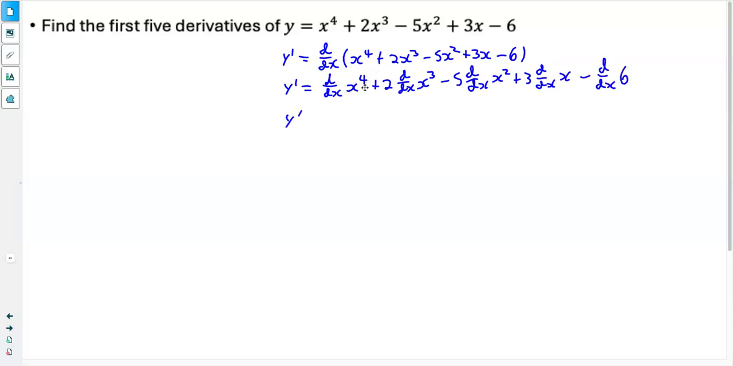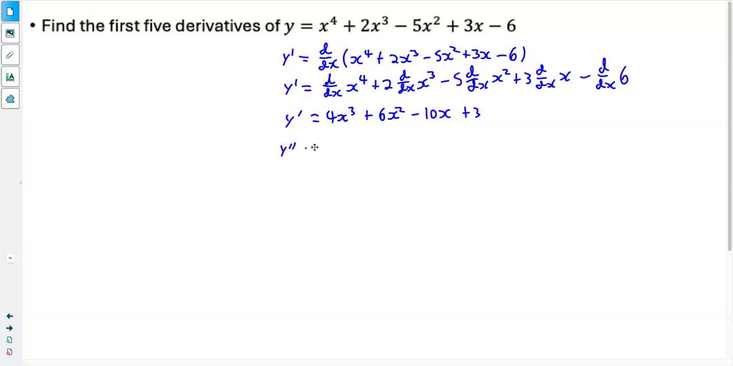So our first derivative is 4x cubed plus 6x squared minus 10x plus 3, and then this we'll get 0 from.